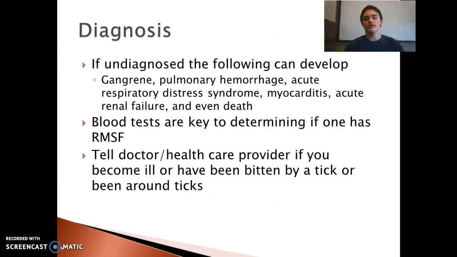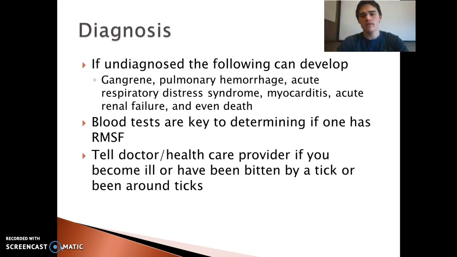So how can you diagnose this disease? Well, the diagnosis for Rocky Mountain Spotted Fever is usually a blood test, and the blood tests take time to get back. So that is why if you're suspected to have Rocky Mountain Spotted Fever, one should start treatment immediately, because you don't want to get any sort of long-term effects or other complications, and you can even die from this rather quickly as well.